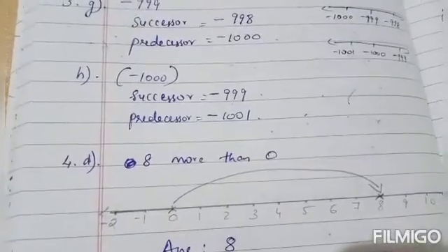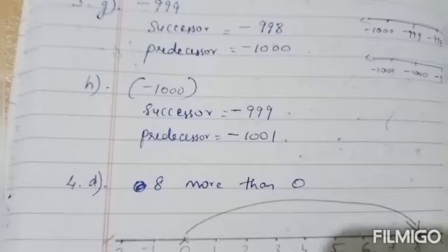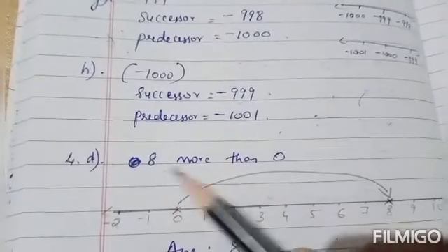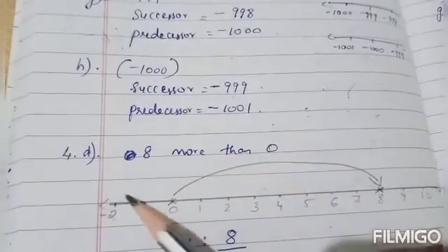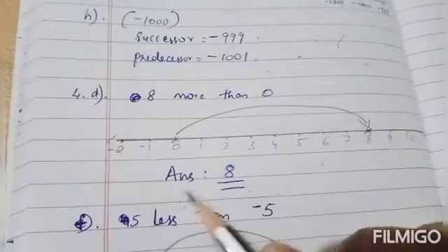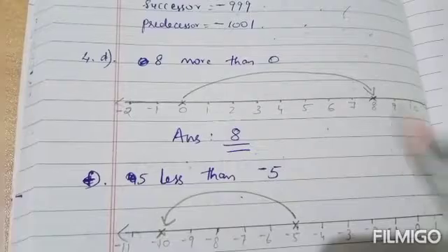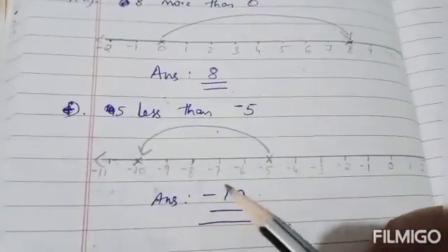Fourth question, use number line to find the integer which is 8 more than 0. It is D question. So using number line you will get the answer 8. Okay. Next F, 5 less than minus 5. The answer will be minus 10.